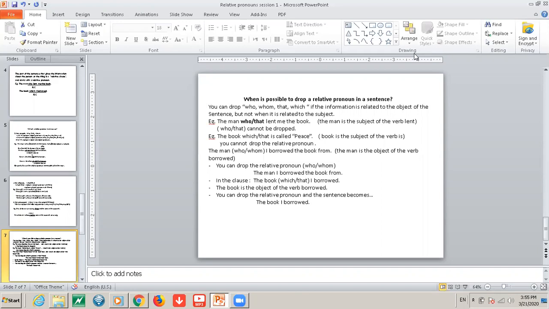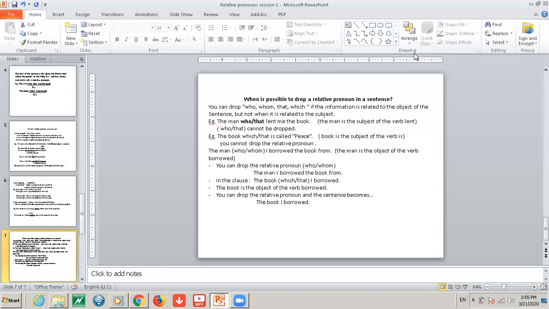It is necessary to use who or that in this sentence because they are defining the man, which is the subject. And the next sentence: the book which is called Peace, or the book that is called Peace. Book is the subject of the verb is. So which or that in this sentence define the book, and the book is the subject. So you cannot drop the relative pronoun which or that. You have to use them.